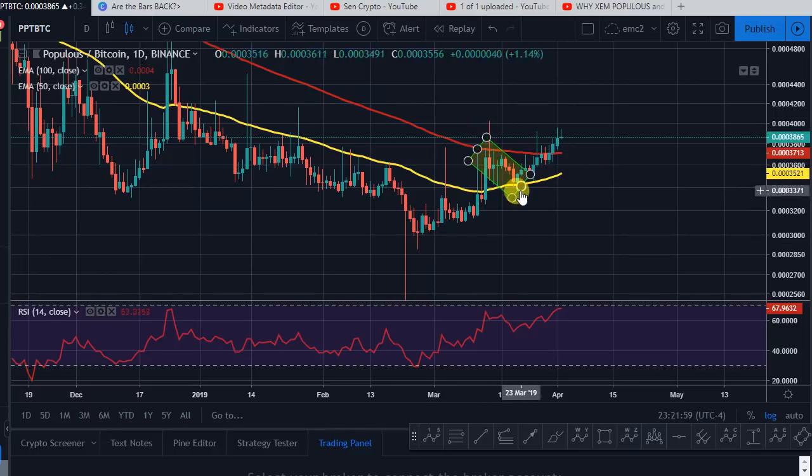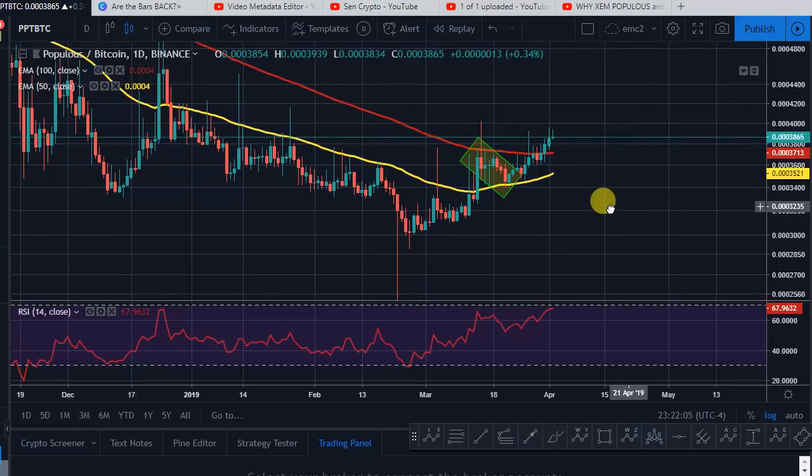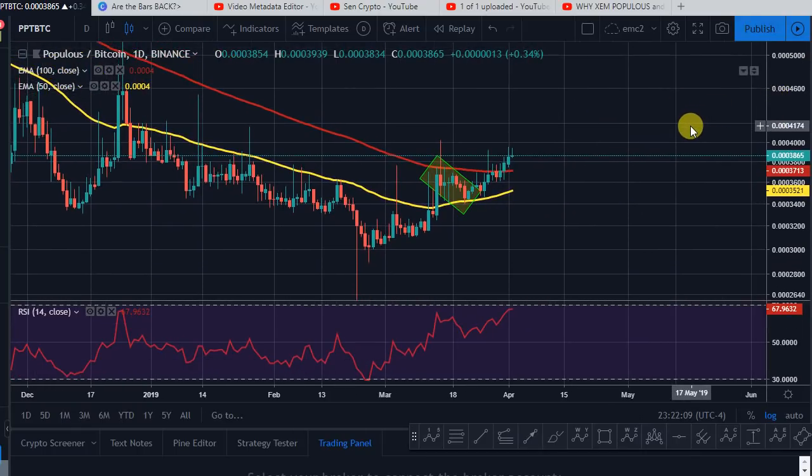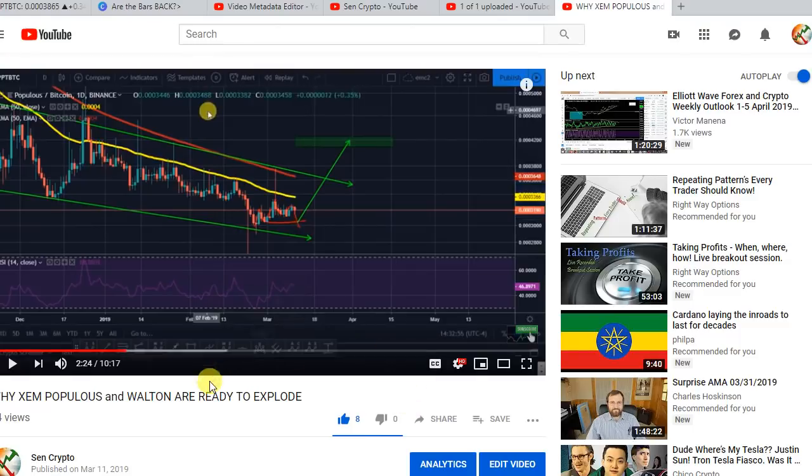After we got this rejection, I said I'm going to update the price once we get to this area of the 50 EMA, but I forgot to update the price, right? And when I started updating the price, our target for POPULOS was 40,000 sats. I got the video just about this area, right? Why POPULOS and WALTON are ready to explode.